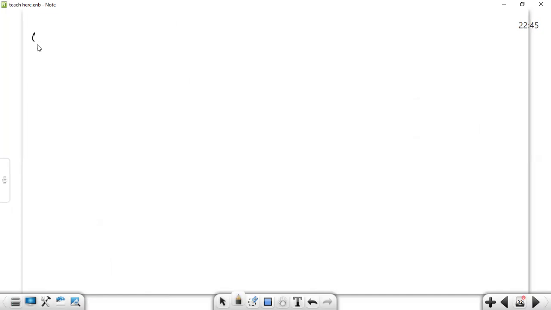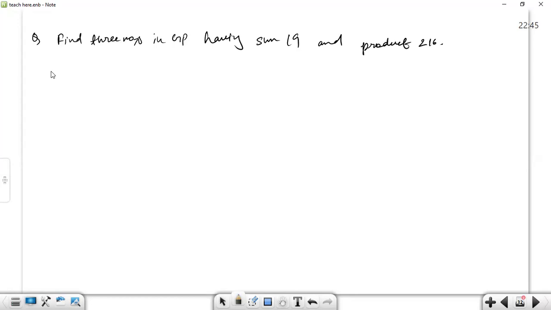There's a question: find three numbers in GP having sum 19 and product 216. We do not know the first term or common ratio, so let's assume three numbers.